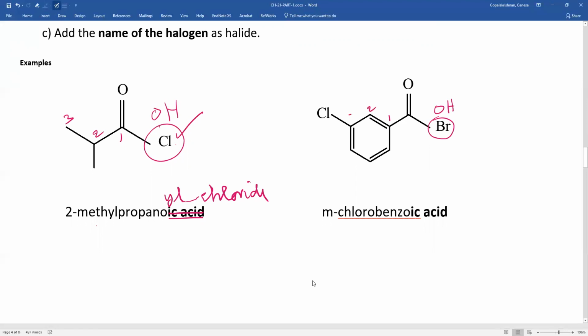This is, if you imagine OH here, you see a benzoic acid. The benzoic acid is meta-chlorobenzoic acid. Same way, strike the IC acid and put YL and add the name of the halogen, bromide. This compound is meta-chlorobenzoyl bromide.